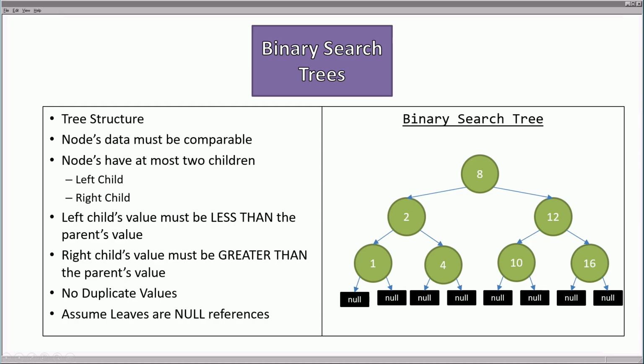So for a binary search tree, nodes' data has to be comparable. The left children are always less than the parent's value. The right children are always greater than the parent's value, and there are no duplicates. With that being said, let's go ahead and start setting up the structure for a binary search tree.